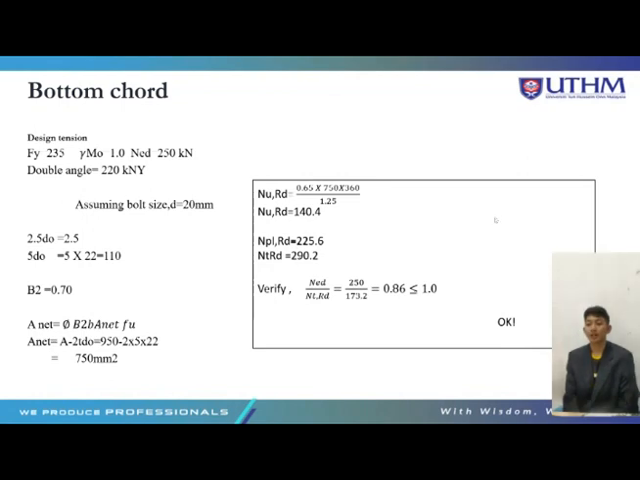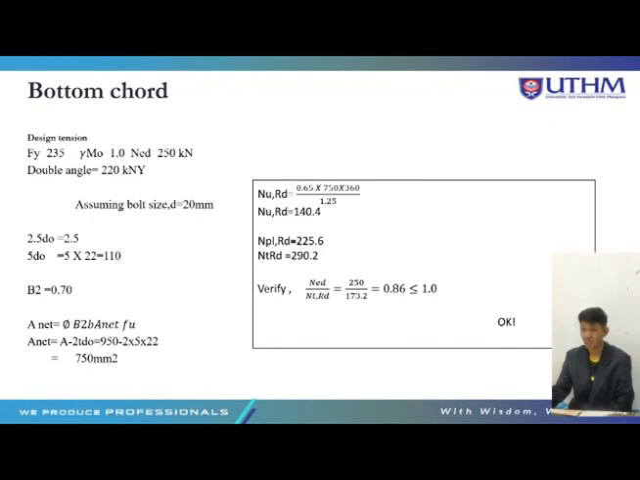For the bottom chord, for the tension design, we got FY 235 and ED 250. Therefore, we assume the both sides that we use are equal to 20 millimeter. The B2 that we got is 0.70, and net we got 750 mm squared. Therefore, the NURD that we calculate is 140.4, MPLRD 225.6, NTRD 290.2. To verify, we got the value 0.86, which is lower than 1.0. Therefore, our design is okay.